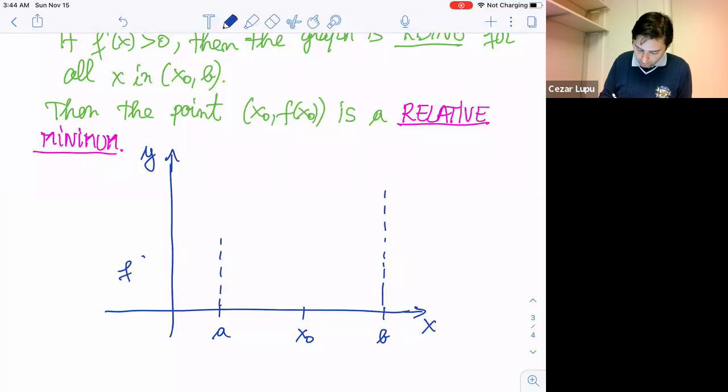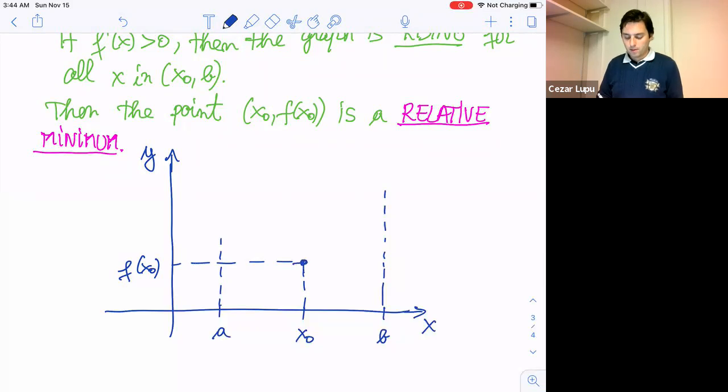Just say here it's f of x naught. So it will be somewhere around here. So this is the point x naught, f of x naught, and let's just say it's this here and this one here. So as you can see, the graph goes like this.